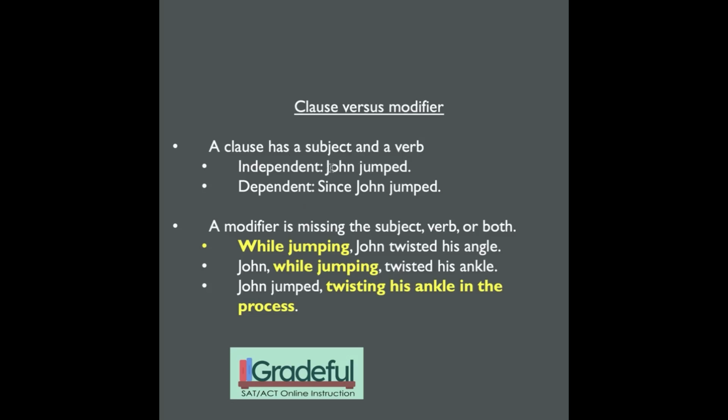For instance, John jumped. That would be an independent clause. It would be dependent with a weak conjunction in the front, for instance, since John jumped. Now, if something doesn't have both a subject and a verb, it's a modifier. So for instance, while jumping, John twisted his ankle. ING words are not verbs by definition, and there's no mention of John or he in that part that says while jumping. So that part would be considered a modifier because it's not a full clause.